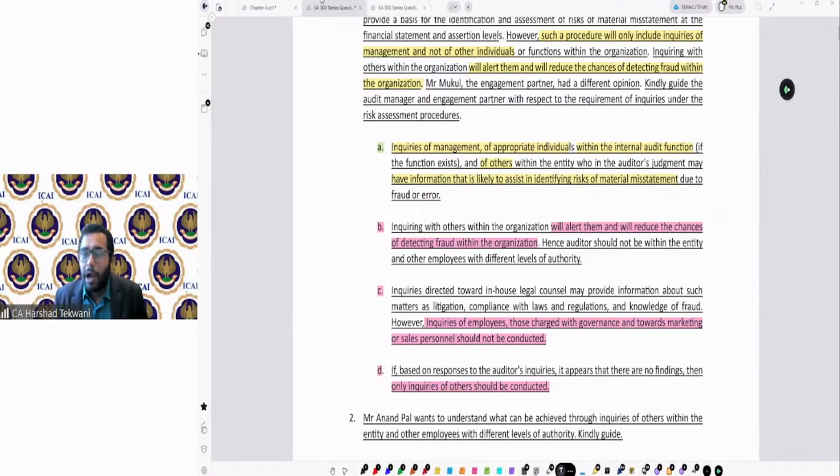Another answer is accounting policies, relevant industry, and regulatory requirements. We can ask within the different levels of the department. Very good, Mufida.